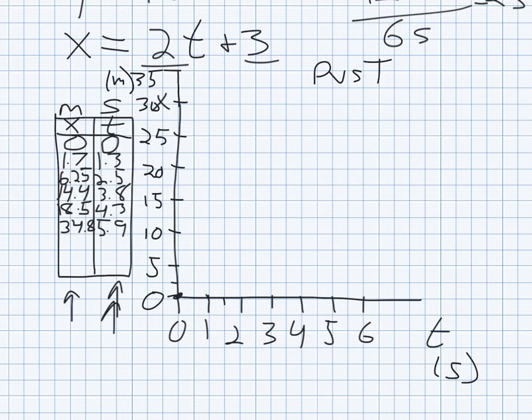So I have to go almost halfway up this first. So it's going to be something like right there, is my guess for where 1.7 is. And then I have 2.5. That's a nice, easy halfway point right there.